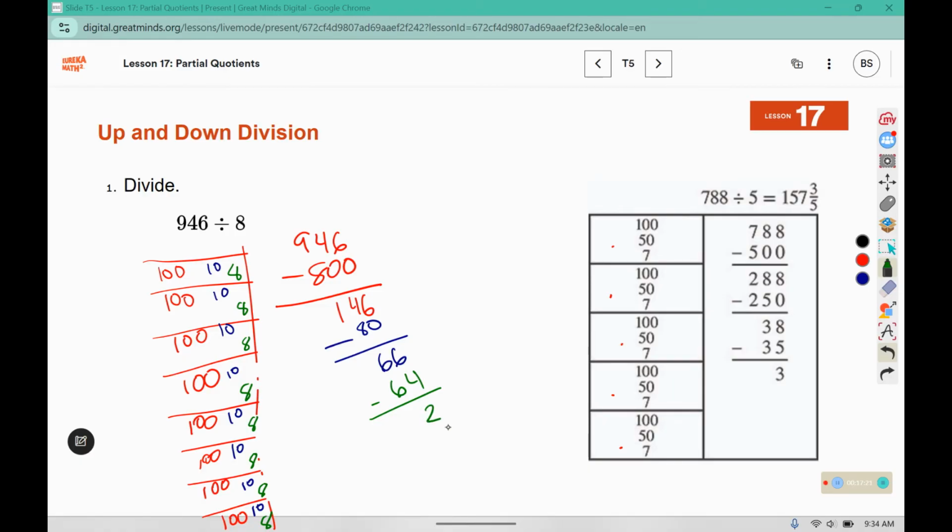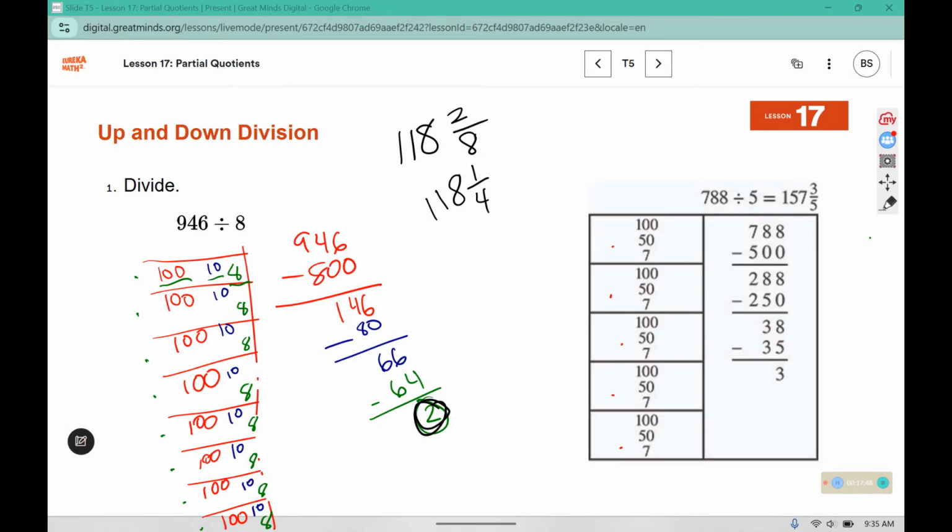Which leaves us with 2. But 2 is supposed to be split into 8 sections. So I have right now 100, 110, 118, and 2 split into 8 parts. 118 and 2/8. 2/8 could be reduced to 1/4. But this is how we are dividing when we have pieces left over.